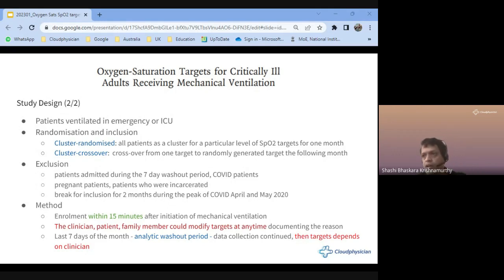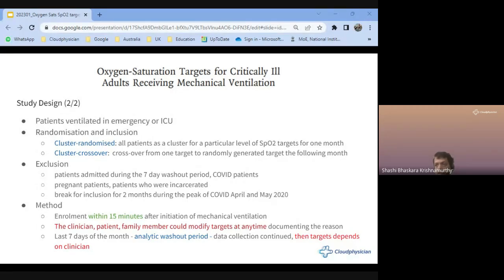The one good thing I found during the study design is they had decided to enroll the patients within 15 minutes of initiation. Hence many of the patients in emergency did get enrolled. And they did mention that if the clinician or the patient or even a family member feels that they need to modify the targets, they would be modifying the target, which I was not very sure how well a study that will end up being.